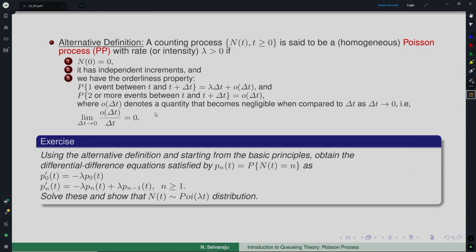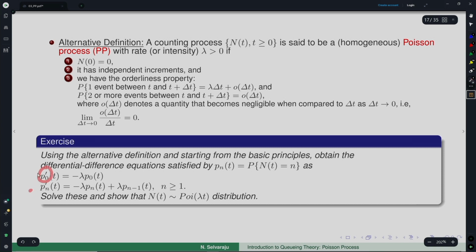Now, with this definition, which is easier here, starting from the basic principles, obtain the differential difference equation satisfied by the state probabilities of the Poisson process. N of t is a Poisson process, a counting process. So, its state space is 0, 1, 2, 3 and so on. You want to look at the probability of N of t equal to n, to determine the distribution at a particular time t, and if you denote it by P n of t, you can show that this P n of t satisfies these differential difference equations.